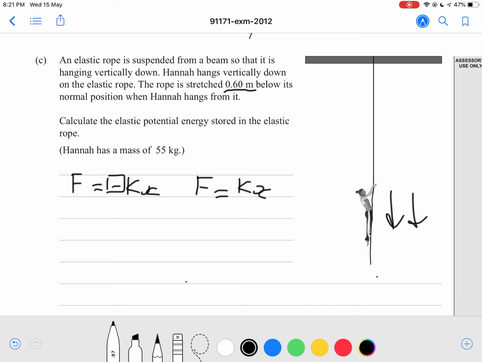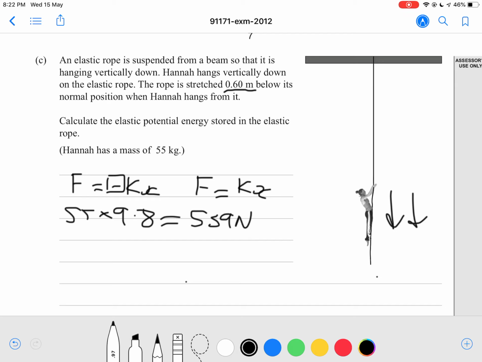So what's the weight force of Hannah? That can be expressed as F equals mg. So basically 55 times 9.8, and that equals 539 newtons. So now we ask ourselves the question: due to this 539 newtons force, the rope compresses 0.6 meters. We can use these two bits of information to see how stiff this rope is, which is basically the spring constant.